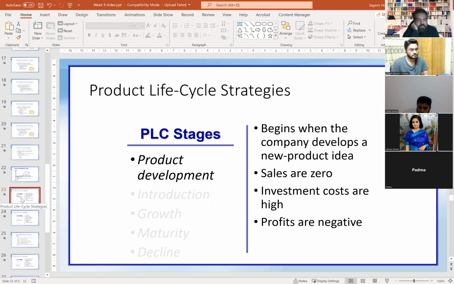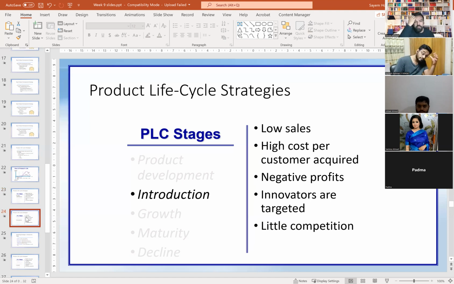Consumers do not know about your product at this stage. This is called a product development stage. No profit, in fact negative profit, but investment costs are very, very high, because consumers are only getting to know about your product. This is called the product development stage. So your marketing expenditure will be at its highest at this stage as well.